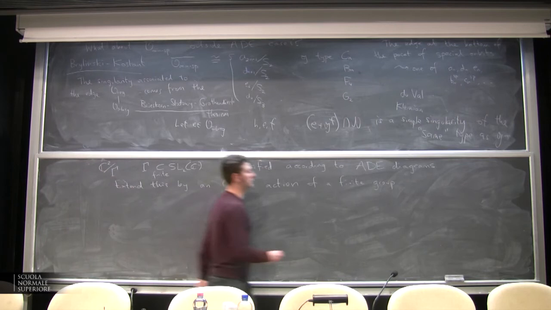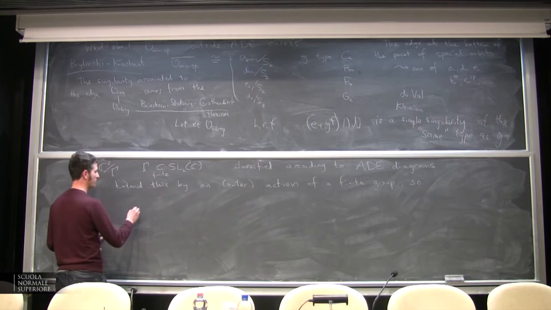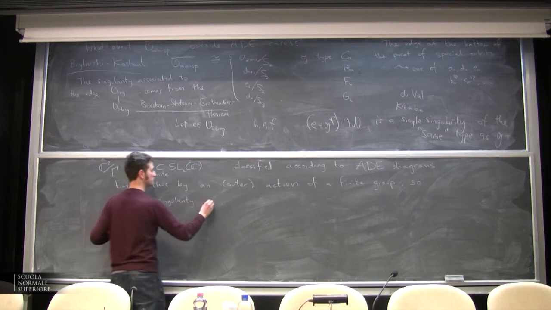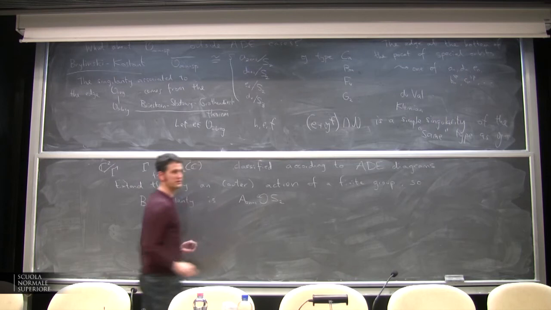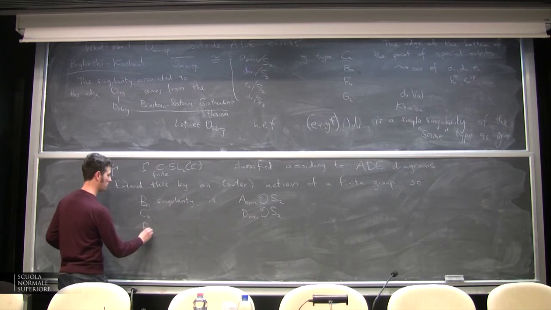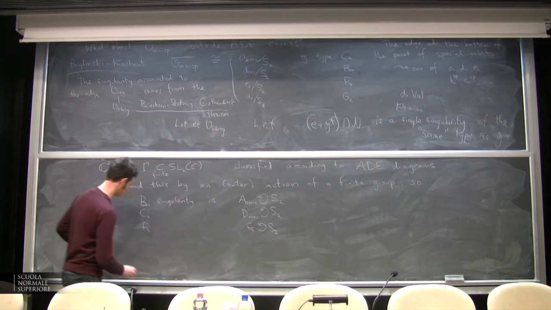So, for example, the type Bn singularity is a type A2n-1 with an action of S2. Type Cn is a type Dn+1 with an action of S2. Type F4 is D4 with an S3... type F4 is E6 with an S2, and type G2 is D4 with an S3.